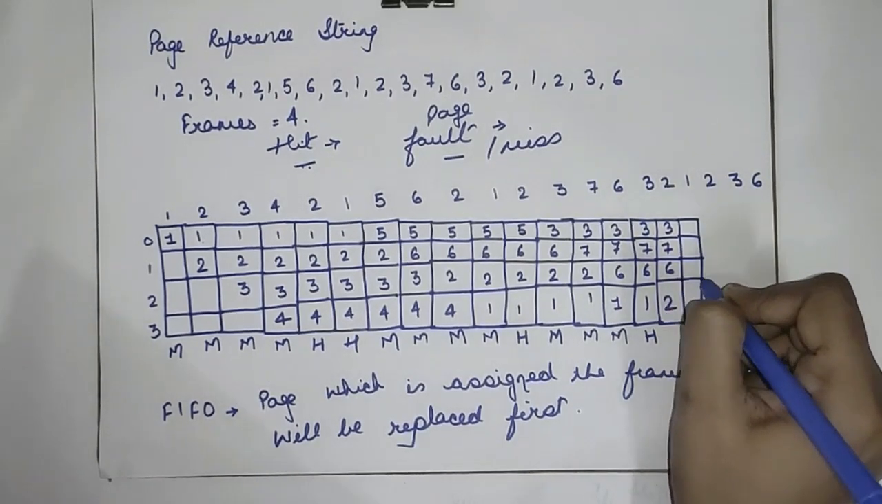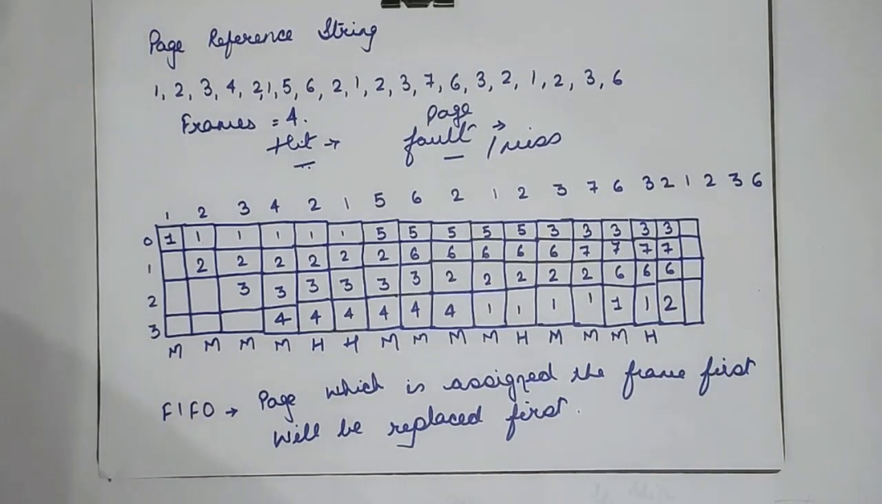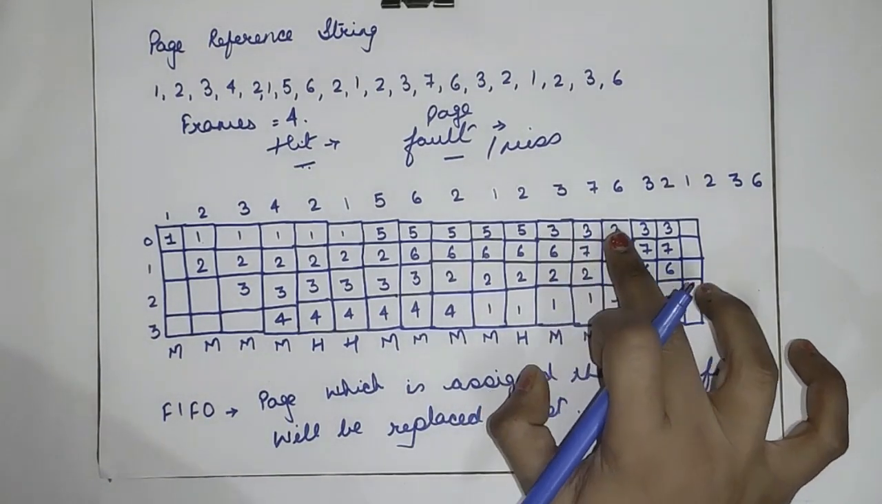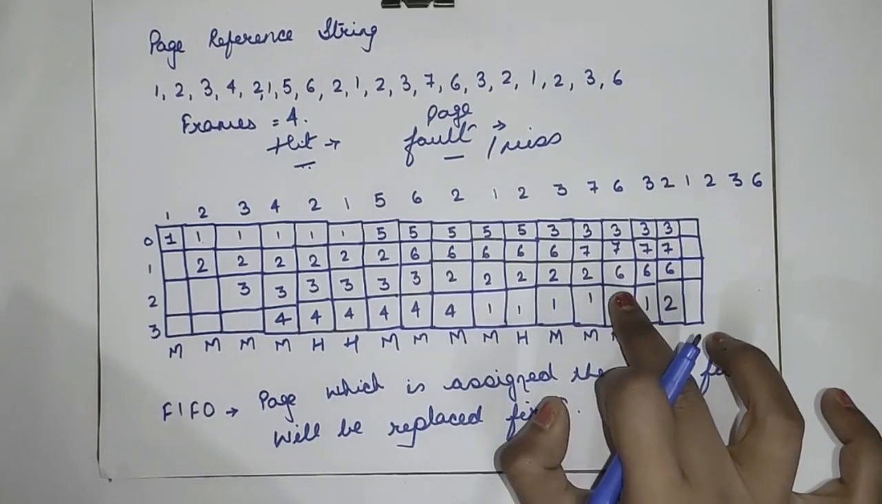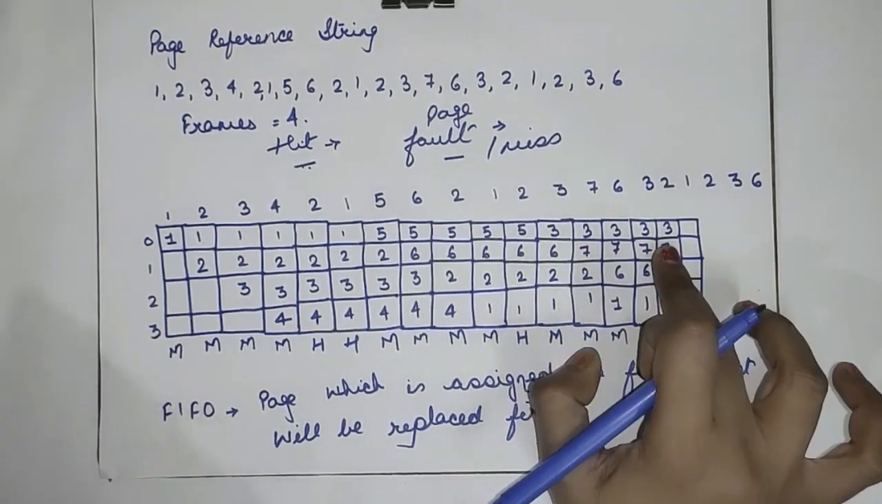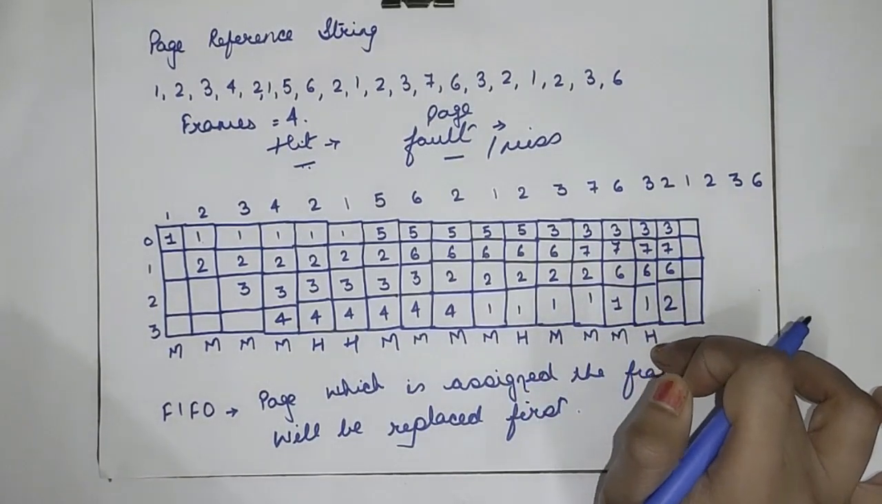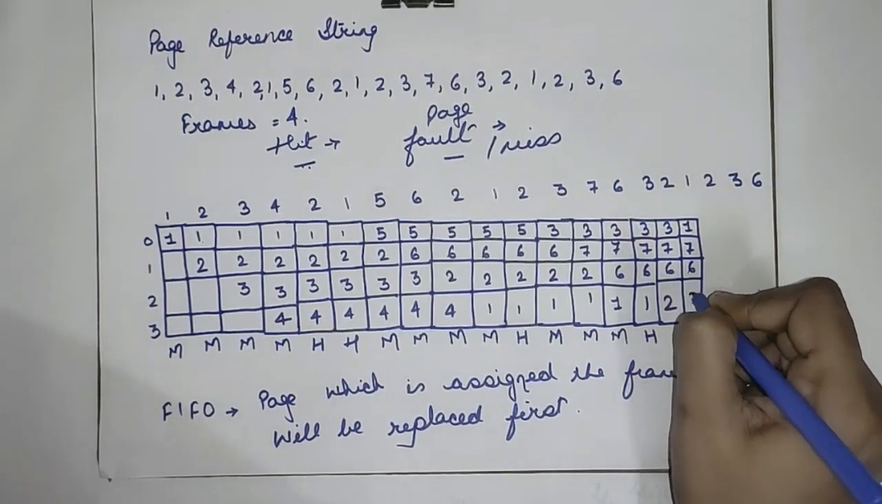So what I'm going to do, I'm going to check for the oldest page, and the oldest page over here is 3. It has been here for 5 times; 7 for 4 times; 6 for 3 times; and 2 for 1 time. So the oldest is your 3. So in place of 3, I'm going to insert 1. So 1, 7, 6, 2.